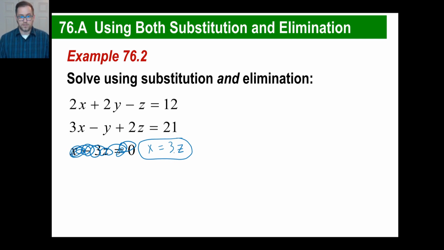Well, if x is equal to 3z, then that's what I'm going to stick in there. So I'll write this equation as 2 times x, in other words 6z, plus 2y minus z. I'll just do my y's right here. That's going to be a 2y, and then 6z minus z is 5z, and that equals 12. The second one: if x is 3z, then 3 times x is going to be 9z. So I'll have a negative y here, and 9z plus 2z is 11z.